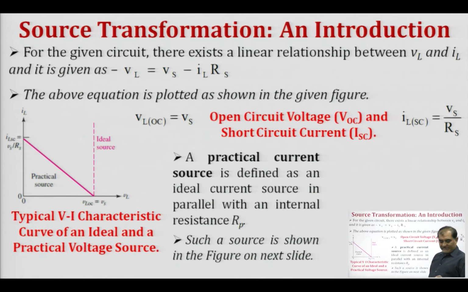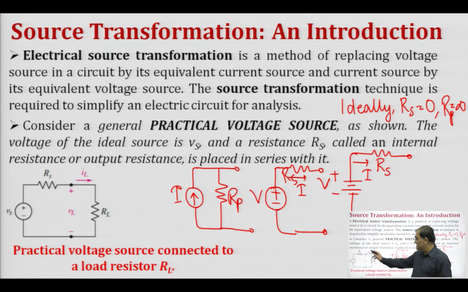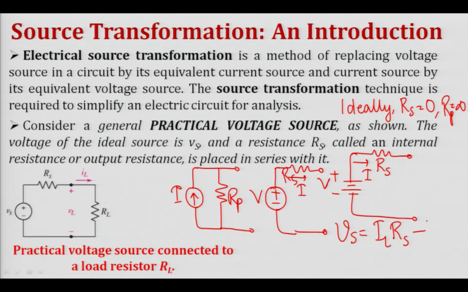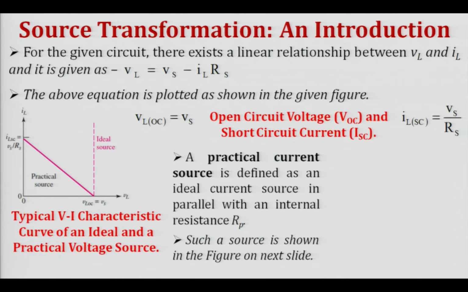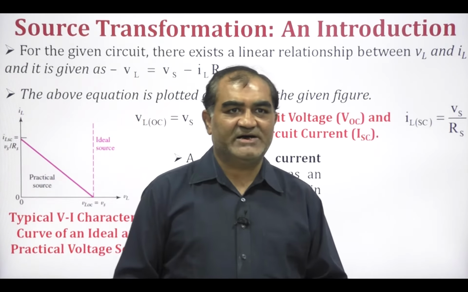Now, going back to this slide, consider this particular circuit and write down KVL for it. We get the equation V s equals I L into R s plus V L. So, from here, if we try to find V L, it will be equal to V s minus I L into R s.